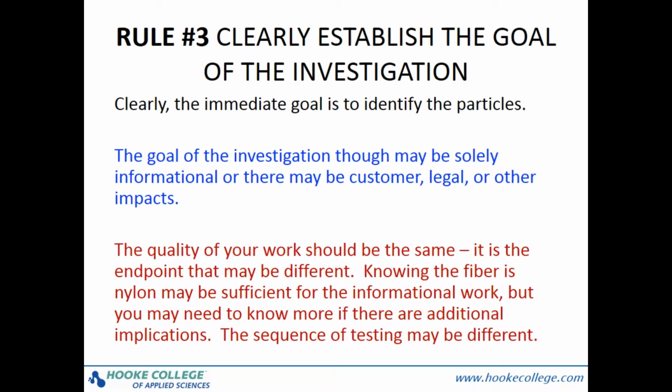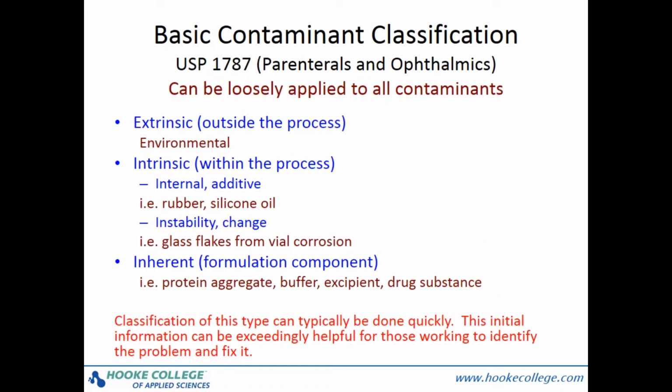So at times it's probably very good to, or at all times, it's good to get some idea of what the purpose of this analysis will be. Along those lines, I like this classification scheme from the U.S. Pharmacopoeia, the USP, for contaminants in parenterals and ophthalmics. It divides contaminants whose origin is outside the process, within the process, or within the product. This information is really useful for those attempting to fix the problem and can often be done quite quickly.